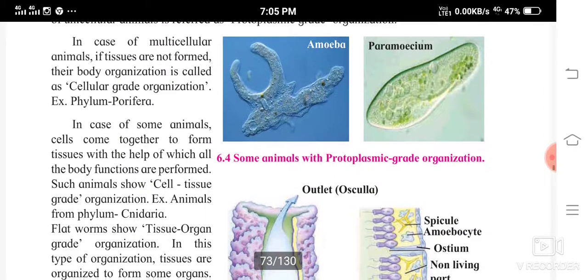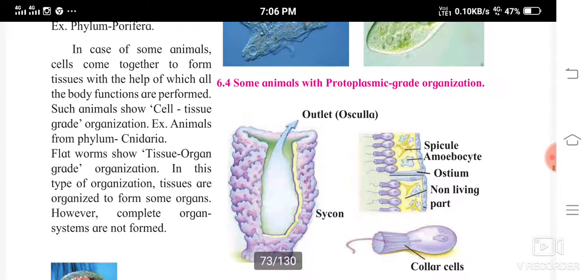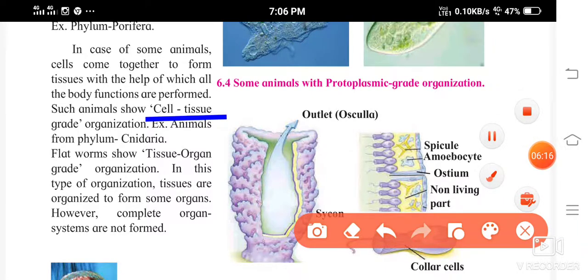In some animals, cells come together to form tissues with the help of which all the body functions are performed. Such animals show cell tissue grade organization. Wherever tissues have been formed, they show cell tissue grade organization, and the example for this is Hydra.